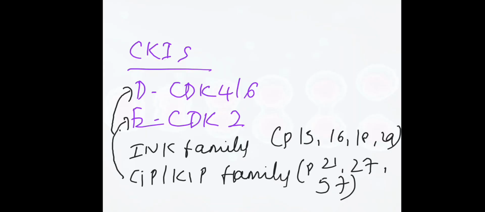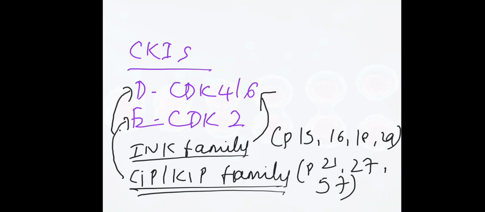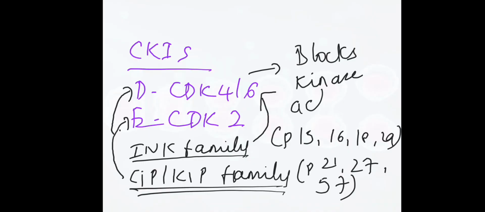Okay, these CIP-KIP CKIs will bind with either cyclin E CDK2 or the cyclin D CDK 4/6 complex. The INK family is believed to bind preferentially to CDK 4 or 6. So the CIP-KIP family binds to both cyclin E CDK2 and cyclin D CDK 4 or 6, while the INK family binds preferentially to cyclin D CDK 4 or 6 and blocks kinase activity.